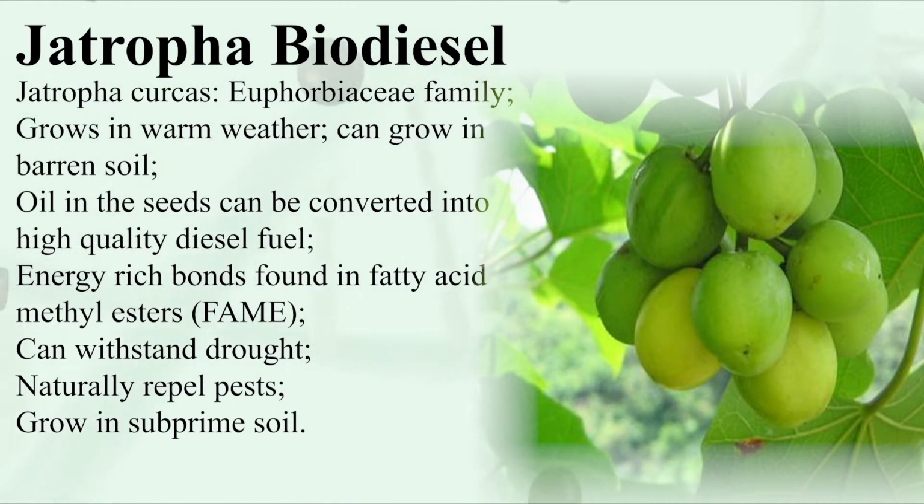Jatropha curcas belongs to the Euphorbiaceae family. It grows in warm weather and can grow even in barren soil. So, for farmers also it is a boon. Oil in the seeds can be converted to high quality diesel fuel, and in this they have the energy rich bonds that are found in the fatty acid methyl esters, also referred to as FAME.